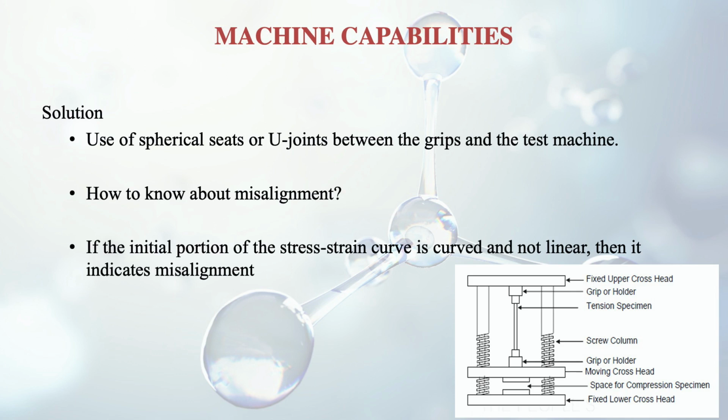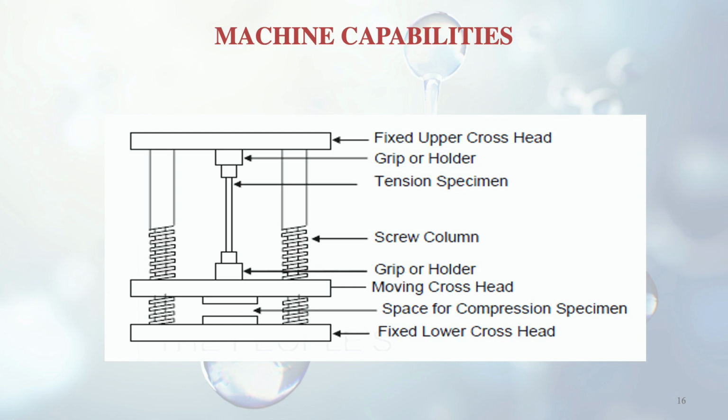We can know when the initial portion of the stress strain curve is curved and not linear. Generally in the stress strain curve, in the initial portion the curve is linear, but when it is misaligned then it will not be linear, it will be curved. And when I am talking about stress and strain, now strain measurement is coming. So let me tell you about stress and strain as well.